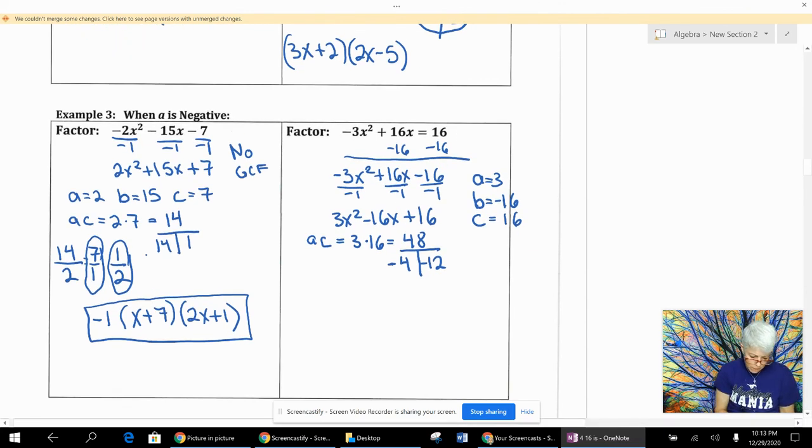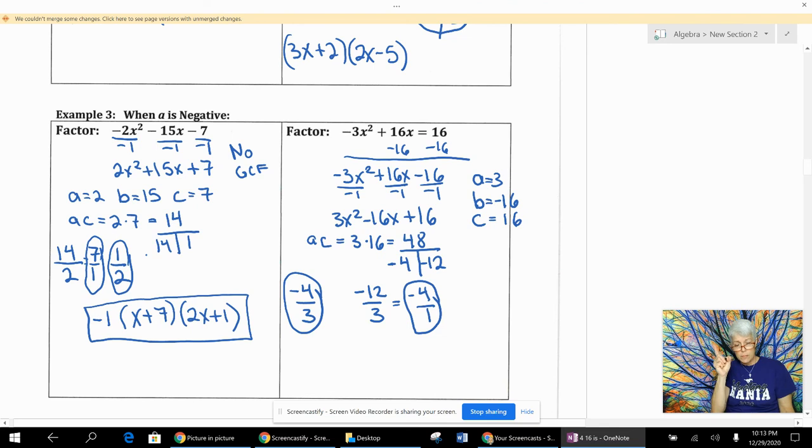All right, so bottoms up, I have a negative 4 and a negative 12, and I'm going to put A, which is 3, under both. This one can be simplified. So I'm going to use this fraction and this fraction, bottoms up. 3x minus 4, and x minus 4. Bam, I'm done. We're done.